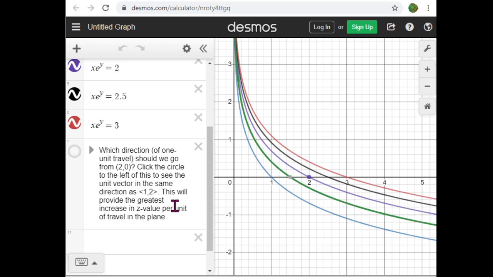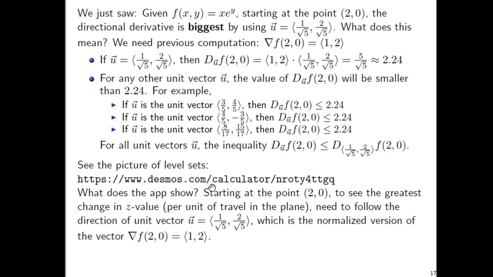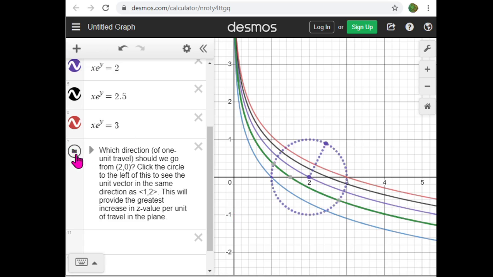We need to travel in the direction, as we saw, if we were looking for which unit vector, it should be (1 over root 5, 2 over root 5). So it's a vector that travels twice as far up as it does to the right. And we can actually just show this on screen. Sorry for how funky this looks, but among all the unit vectors which would lie on this dotted circle, we should travel this direction. And I hope that works for you, right?